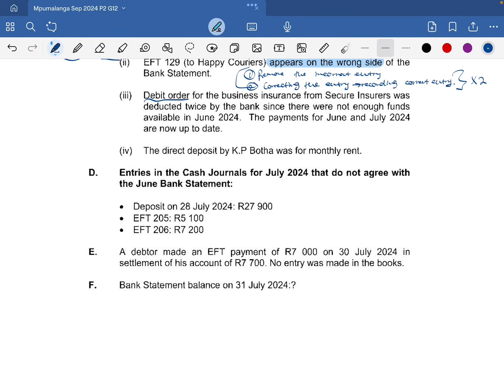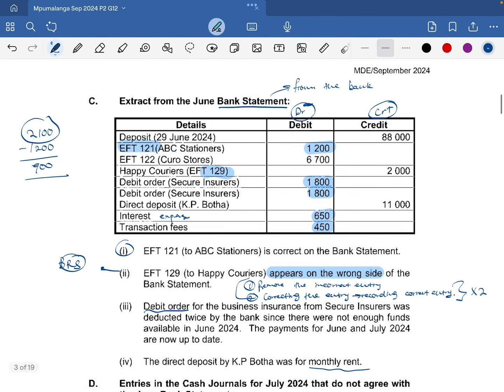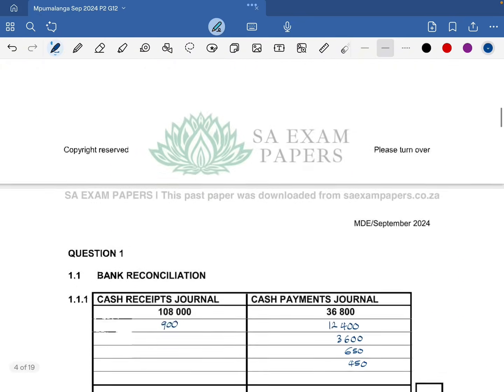Okay, so the Roman figure 4 says the direct deposit by KP Botha was for monthly rent. Okay, so monthly rent, we received a deposit of 11,000 from this person, and it didn't appear on our CRJ, so we're just going to record that on the CRJ.